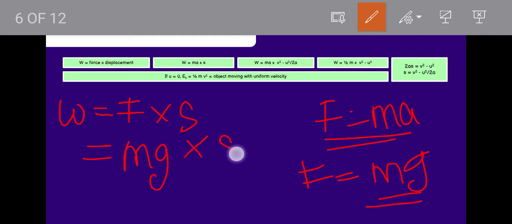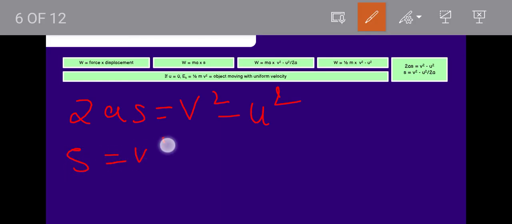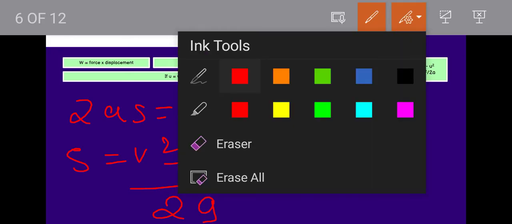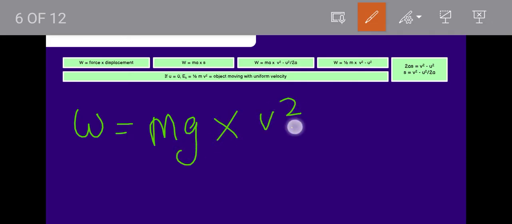And for s also we have a formula, which is 2as equals v square minus u square. So here I can take s is equal to v square minus u square upon 2g. G, why? Because we are taking gravity, we are considering gravity. So let's replace these all in the work formula. So I'll get W equals mg into v square minus u square upon 2g.